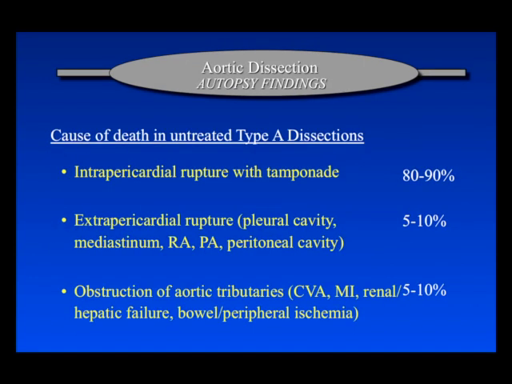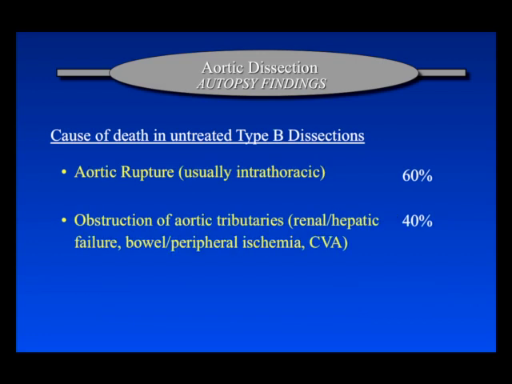The most common cause of death in untreated type A dissections is intrapericardial rupture with tamponade, followed distantly by extrapericardial rupture or obstruction of aortic tributaries. The most common cause of death in untreated type B dissections is aortic rupture in 60%, followed by obstruction of aortic tributaries causing malperfusion in 40%.